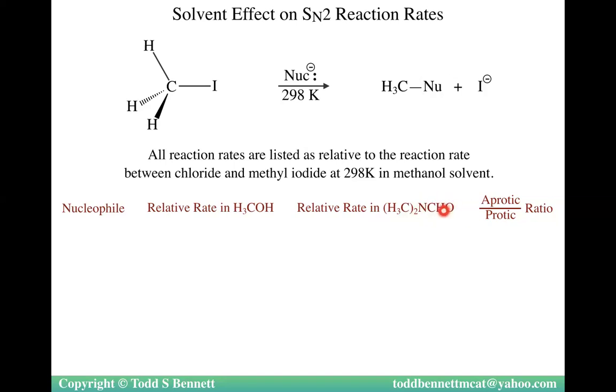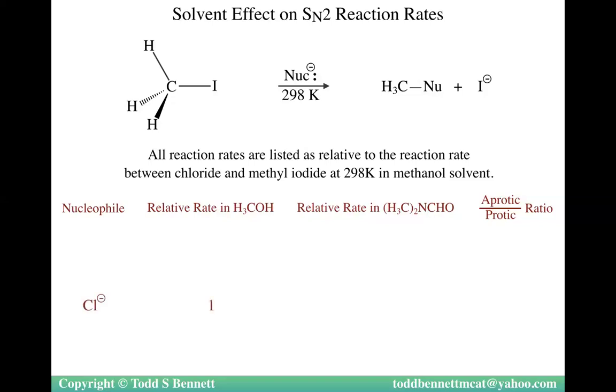It has this aldehyde group on a nitrogen, which has 2 methyls. All the H's are on carbons, so it's not hydrogen bonding, but it is relatively polar. So they're both polar, but protic and aprotic. We're going to look at the ratio of how fast it is in the aprotic condition compared to the protic condition. So SN2 versus SN1.